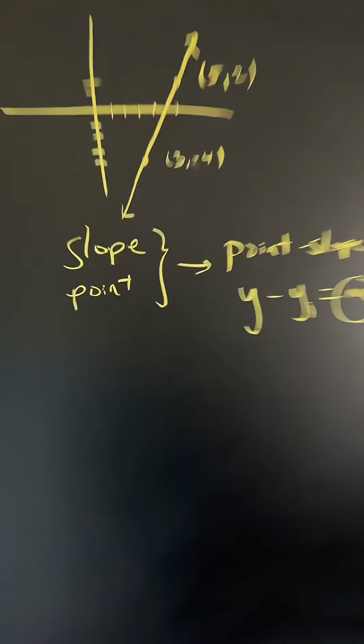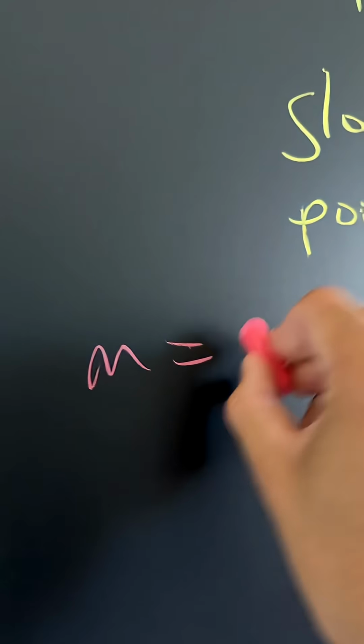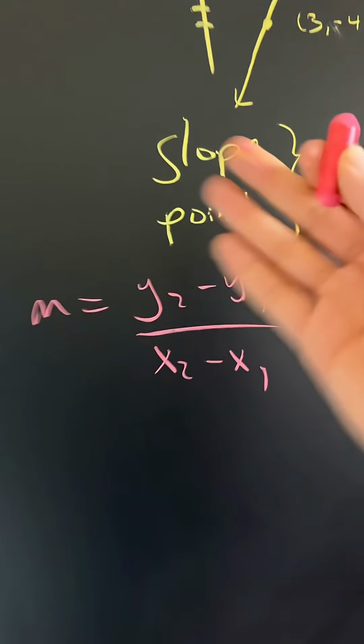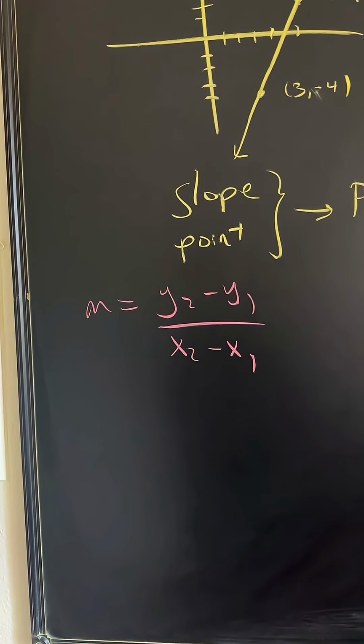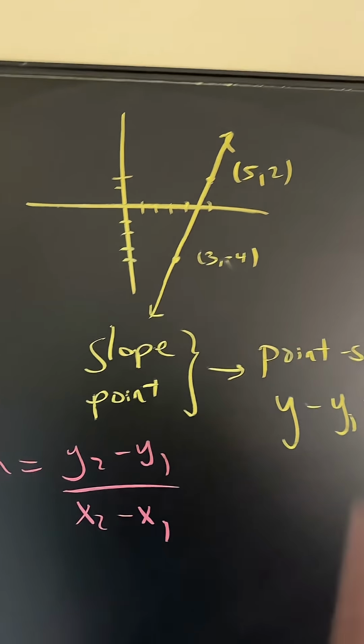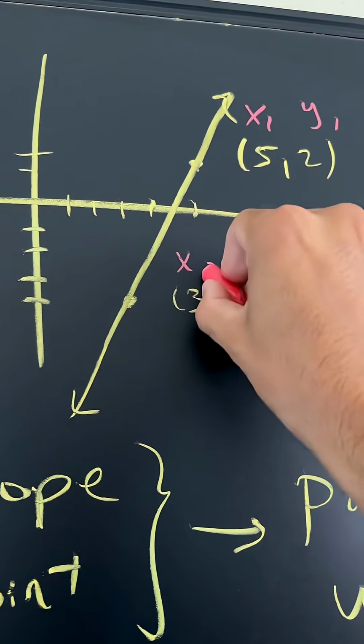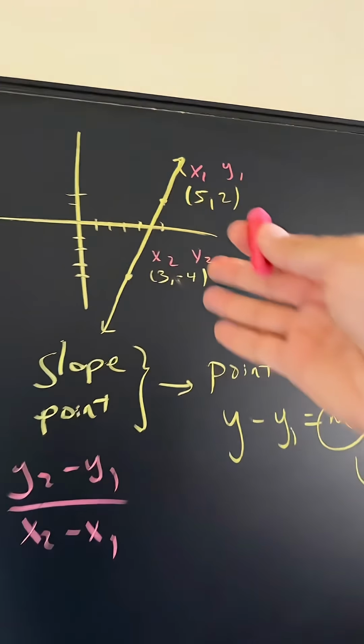How do we find the slope? Well, remember, slope, m, is defined as y2 minus y1 over x2 minus x1. This is the change in y divided by the change in x. So we're gonna go ahead and pick any one of these points. Let's just make this our x1. This will be our y1. I'm gonna make this my x2, and this is my y2. So now I can find the slope here.